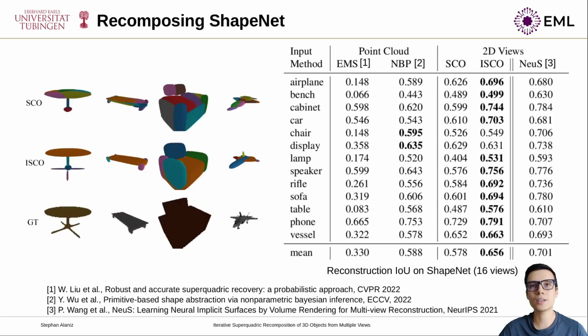We also ablate the iterative procedure of our algorithm, which is a key component of ISCO. Without it, superquadrics compete for the same object parts, resulting in worse reconstruction and less semantic relevance of each superquadric.